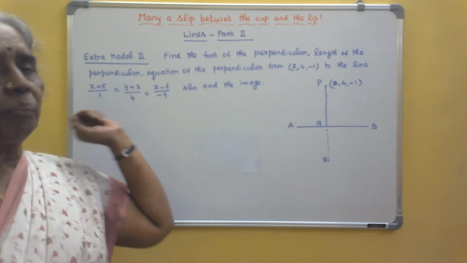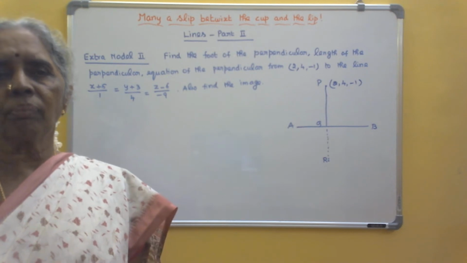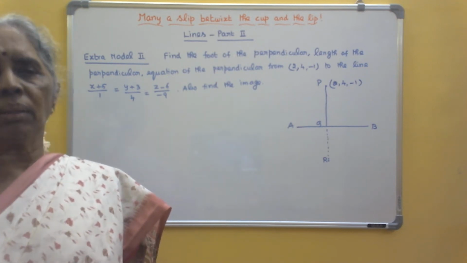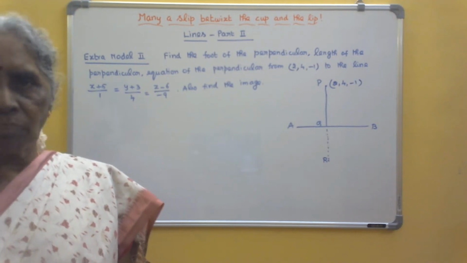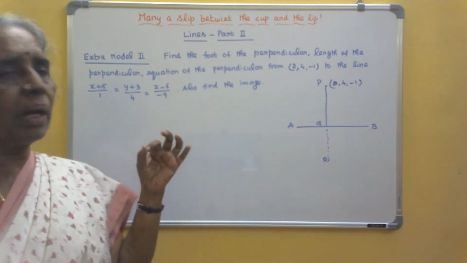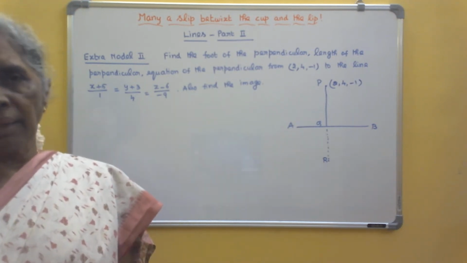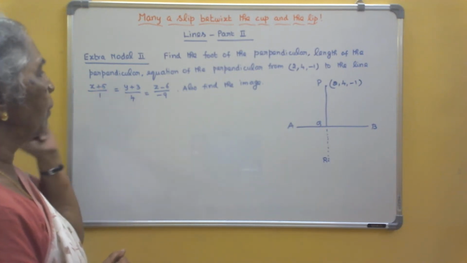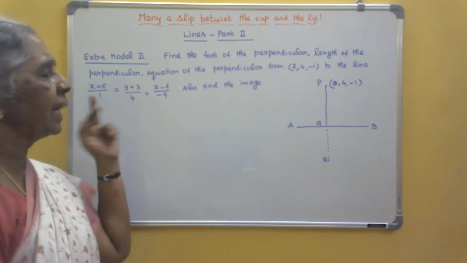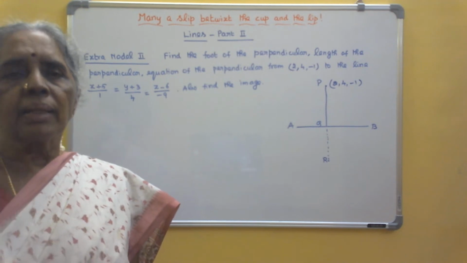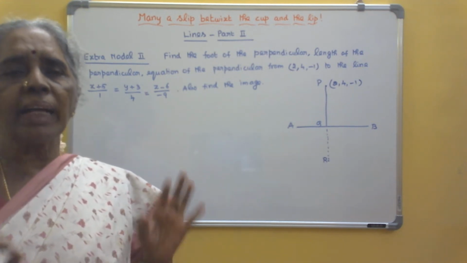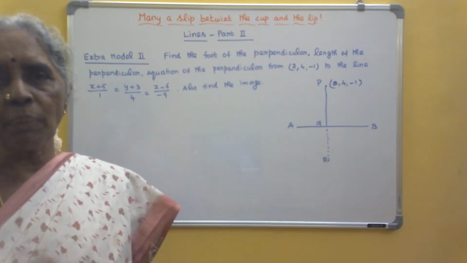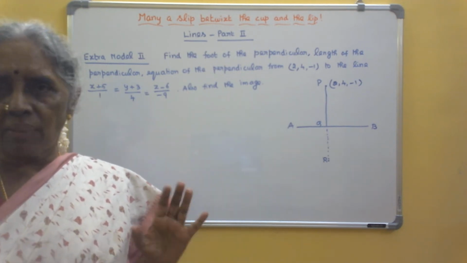Find the foot of the perpendicular, length of the perpendicular, equation of the perpendicular from 2 comma 4 comma minus 1 to the line x plus 5 by 1 is equal to y plus 3 by 4 is equal to z minus 6 by minus 9. Also find the image. I have taken all the possible questions here. I want to cover in this sum.